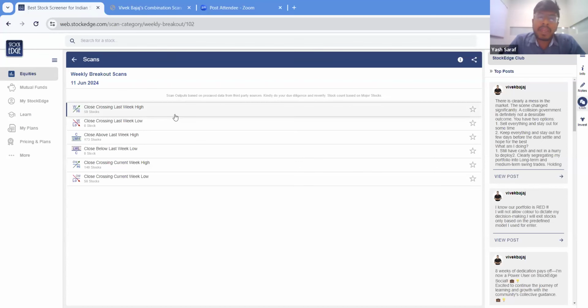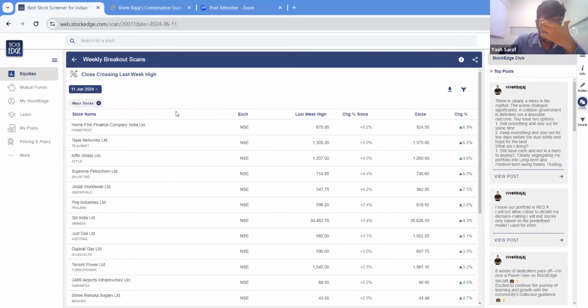Okay? So now we come inside the scan. So this is the scan, close crossing last week high. So first of all, I will explain what the scan module is all about, how to understand and how to use the different functionalities of this scan section. Many of you might not be aware. So let's go slow and understand each of the sections respectively.